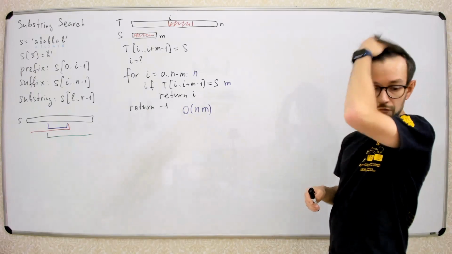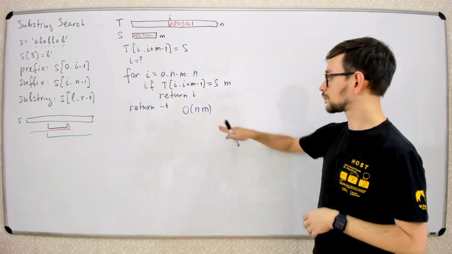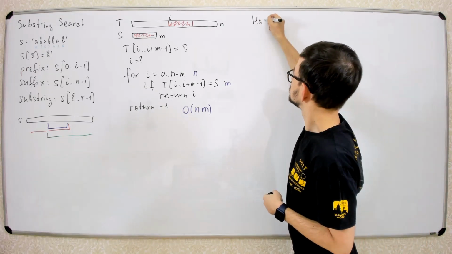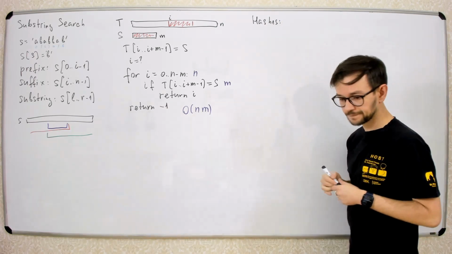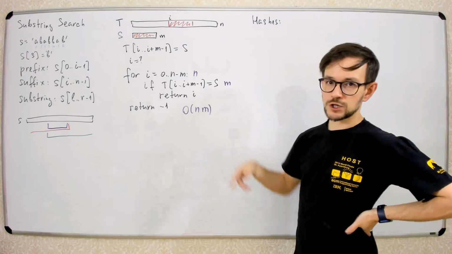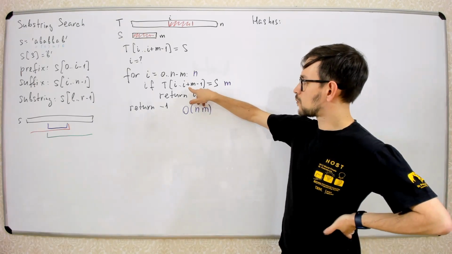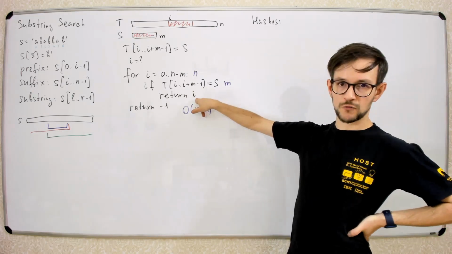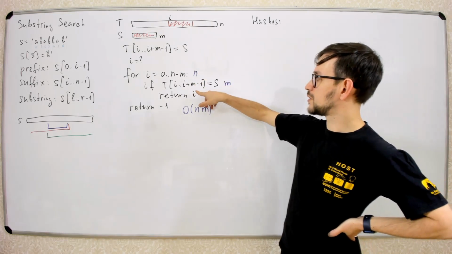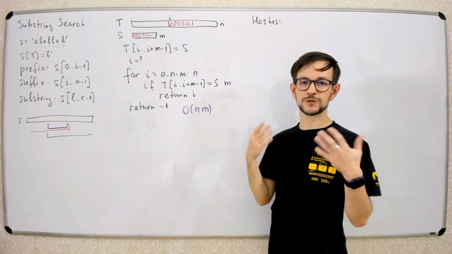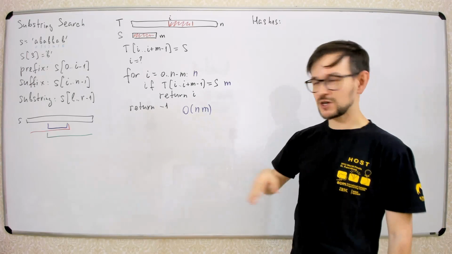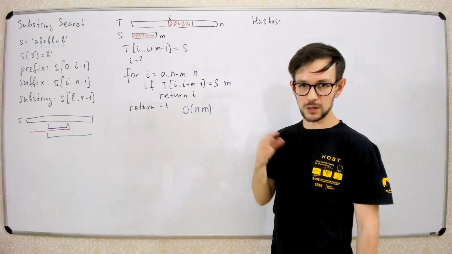The first approach to improve this time complexity is to use hash functions. What is the idea? Here most of these comparisons are actually false. If at some point you find a substring equal to s, you immediately return from this loop. So most of the time complexity comes from situations when you compare two strings and find out that they are not equal. You spend most of your time just declaring these two strings are not equal.